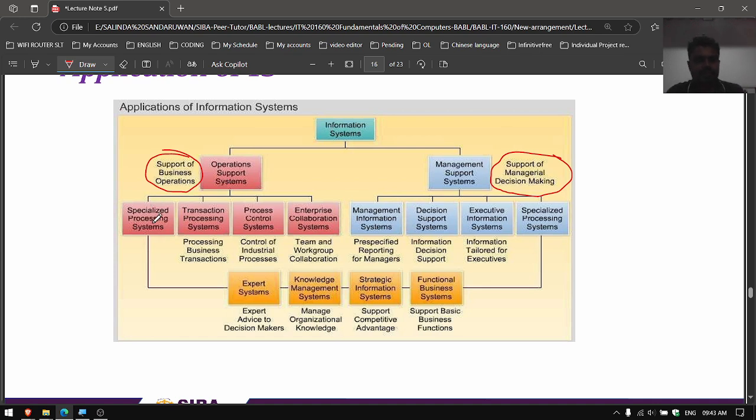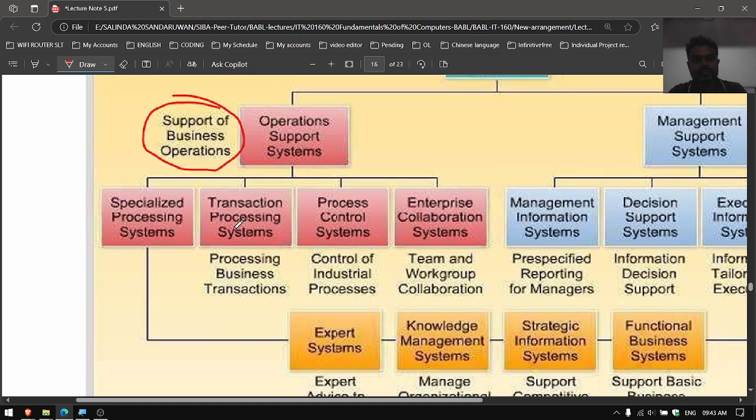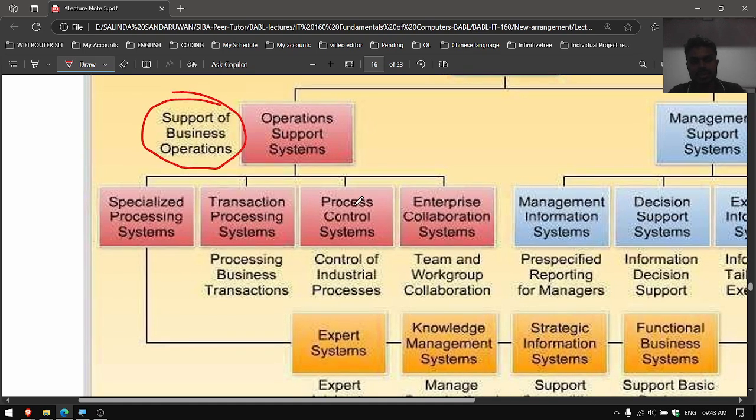So here, specialized processing systems: the transaction processing system, think about the bank system. The process control system, so think about a system in a factory, it will control the processes. Enterprise collaboration system, team and group work collaboration.